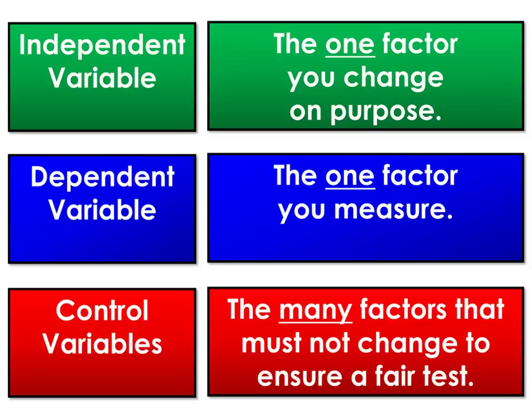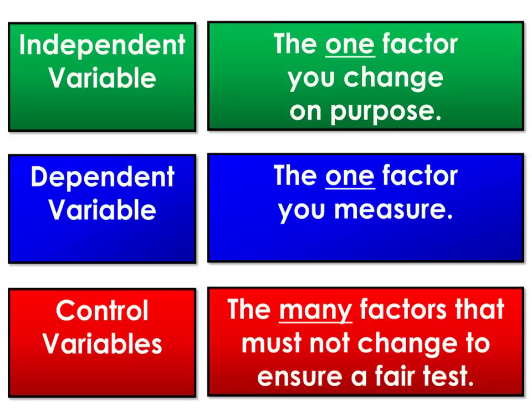So these are the three types of variables here. You have independent variable, dependent variable, and control variables. This is really the only page where you have to take notes. I want you to write down the sentence in the green right here for independent variable, the sentence in the blue for dependent variable, and the sentence in the red for control variables. You won't have to write any other notes down until we talk about control groups and experimental groups.